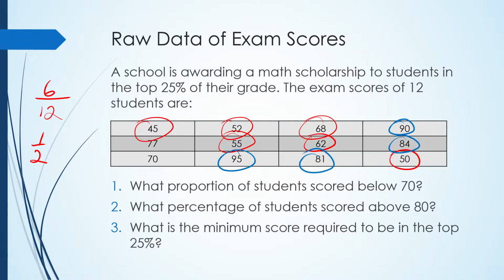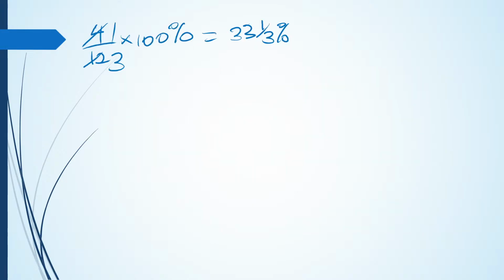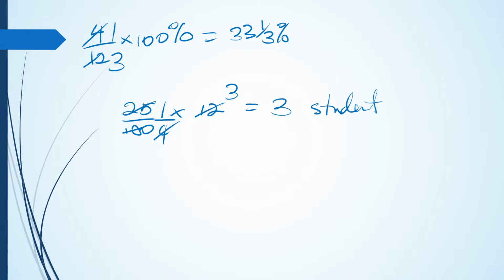Okay, and then what is the minimum score required to be in the top 25%? So top 25% means we're looking at only 25% of these students. If we're looking at 25% of these students, then we're looking at 25 over 100 multiplied by 12, right? This is a quarter, and yeah, I know I put the percentage in the wrong place, but let's take this, okay. A quarter of 12 is 3, and we're looking at 3 students, right? We're looking at the top 3.